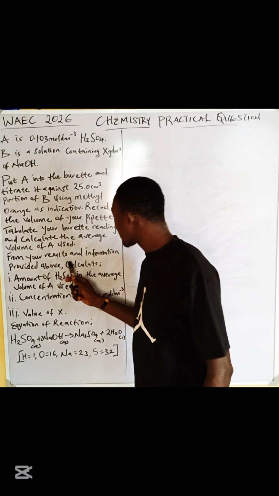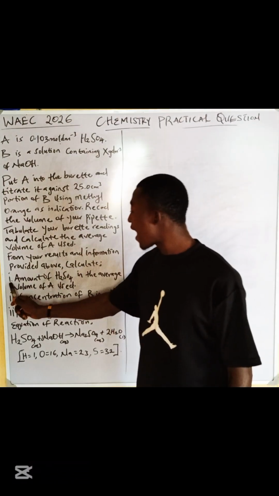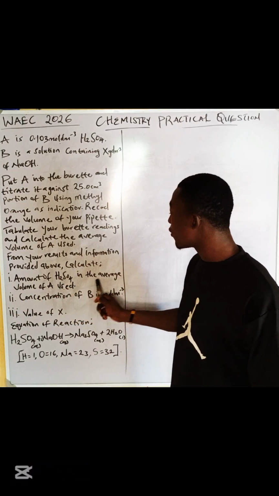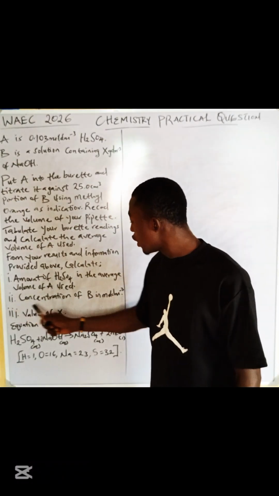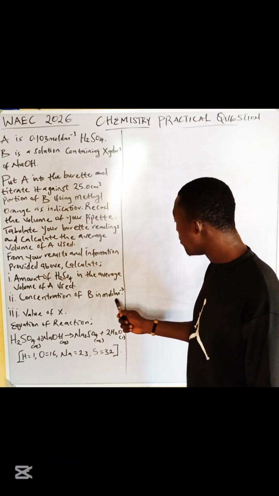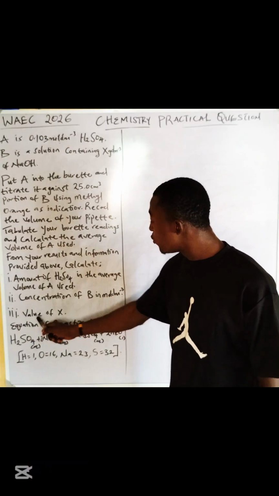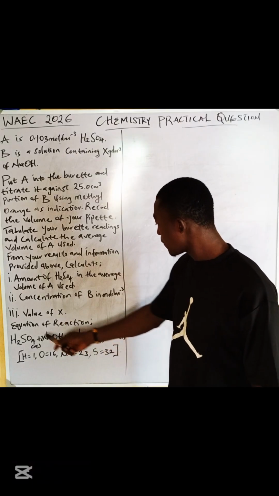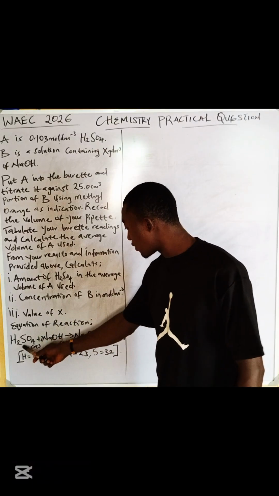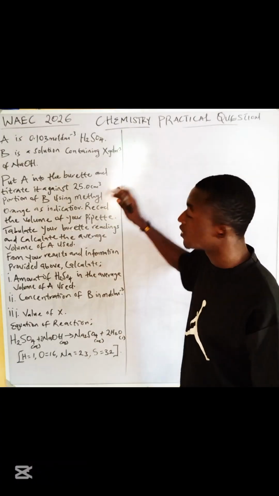From your results and information provided above, calculate: I, the amount of H2SO4 in the average volume of A used; II, the concentration of B in mole per dm³; III, the value of X. Remember, value of X. This is the equation of reaction, H2SO4 with sodium hydroxide. And then this is the question.